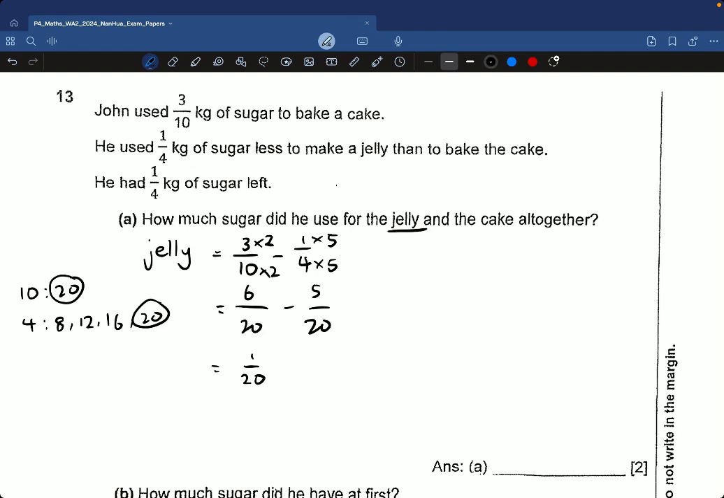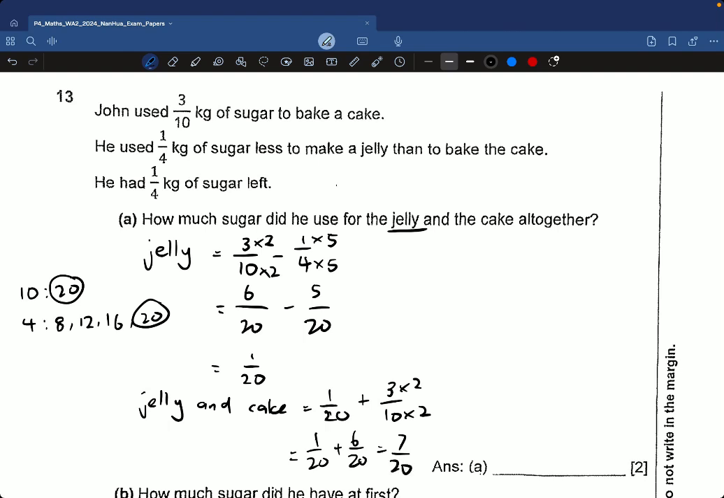So now what's the total? Or basically jelly and cake, which is basically 1 over 20, right? Plus 3 out of 10. So pretty straightforward, the lowest common multiple for this will be 20. So 3 out of 10, the denominator we times 2 to get 20, and then 3, we also multiply by 2. So 1 over 20 plus 6 over 20. And this gives us 7 out of 20. So that means the answer over here is 7 out of 20 kilograms.